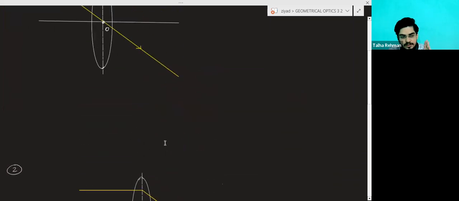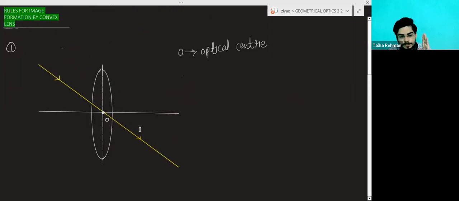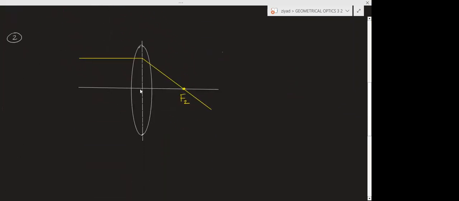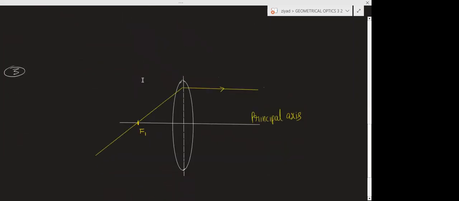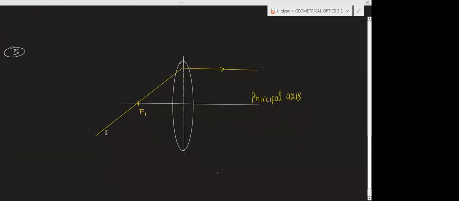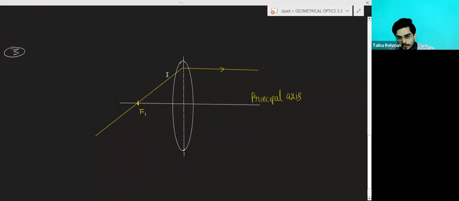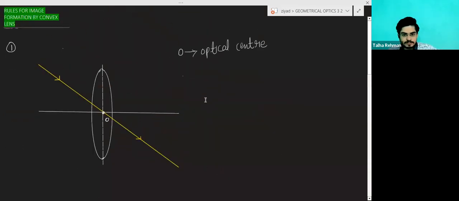and just remember, if a ray of light is passing from the optical center, it will pass straight. If a ray of light is parallel to the principal axis, it will pass from the focus after refraction from the lens. Or third rule, if you want to learn, if a ray of light is passing from the focus, after passing from the lens, it will become parallel to the principal axis. So take the screenshot one by one. Then we will discuss the image formation by the convex lens.